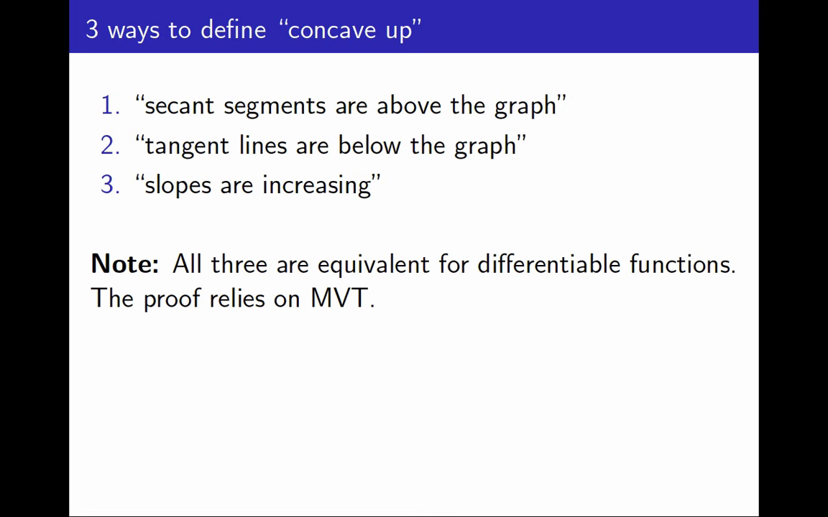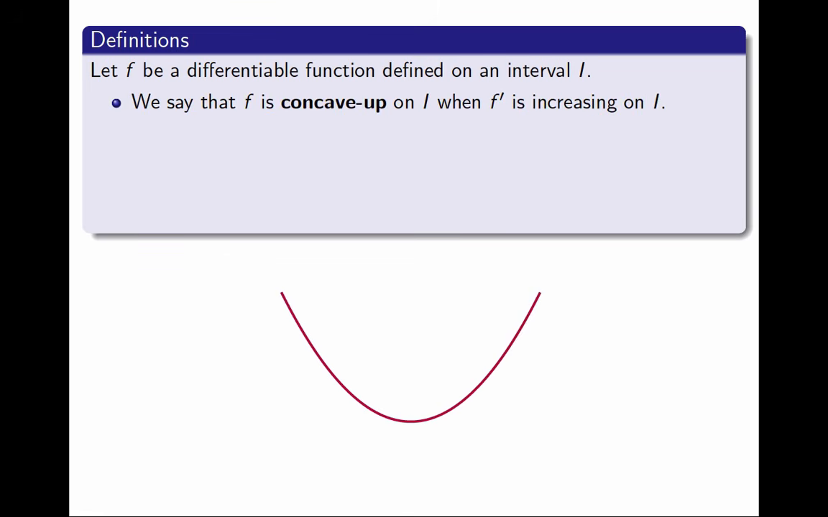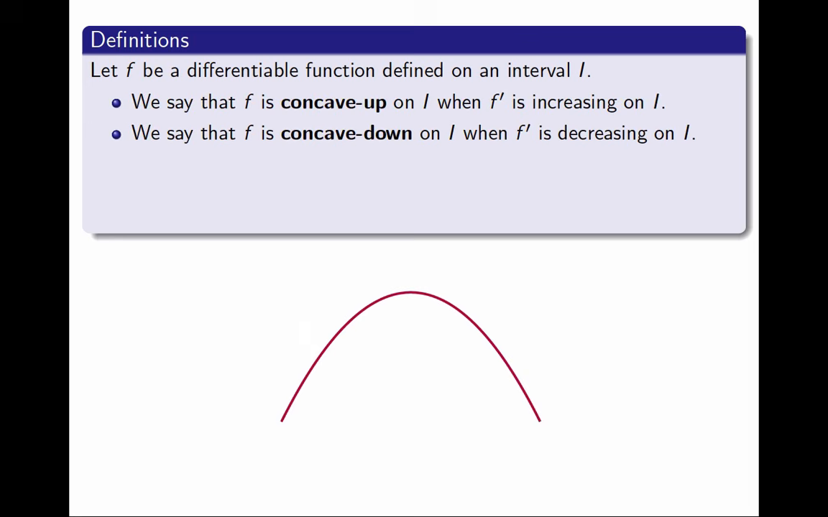Number 1 and 2 have a nice geometric intuition behind them, and to a certain extent, number 1 is the best one. The advantage of number 1 is that it makes sense even when the function is not differentiable, so it's a little bit more general. If you study analysis at a higher level, you will definitely encounter the first one. But for the purpose of calculus, we can make do with number 3. So that's the one I'm going to use as a definition. I'm going to say that given a differentiable function on an interval I, the function is concave up when the first derivative is increasing, and is concave down when the first derivative is decreasing.